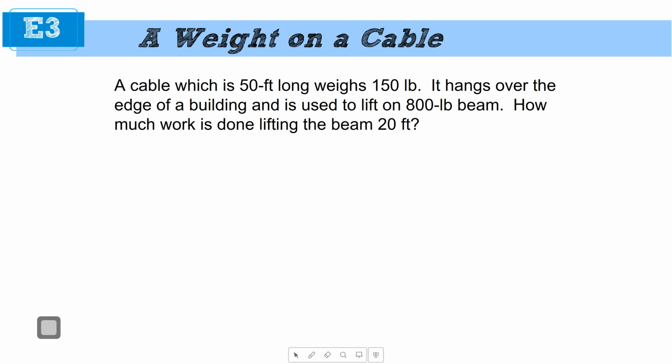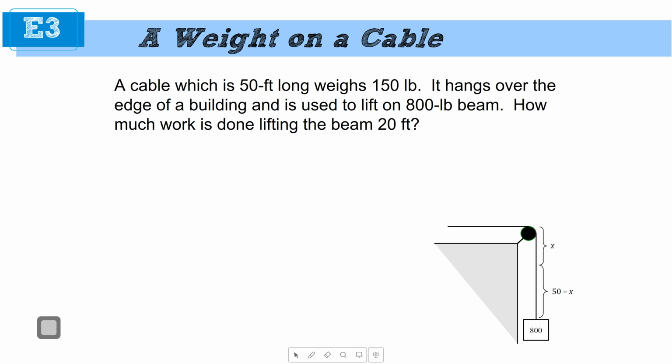Got a weight hanging off the side of a building. It's a beam. And we got a little picture there. So we got an 800-pound weight, and I lift that 800-pound weight up. It would seem like that's a constant force problem. The weight of the beam never changes. It's always 800 pounds. However, that cable that you're lifting has weight. That has to be taken into account. So I start with 20 feet of cable hanging over there, and then I'm going to pull that up.